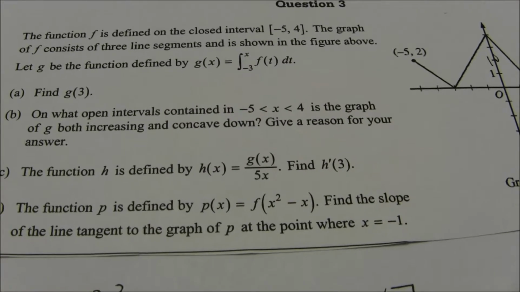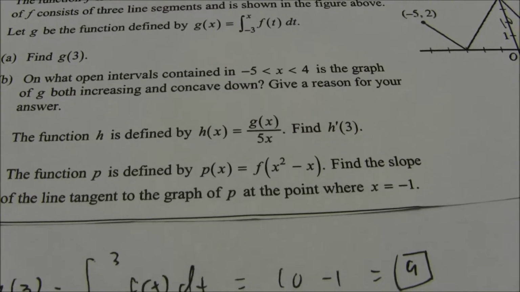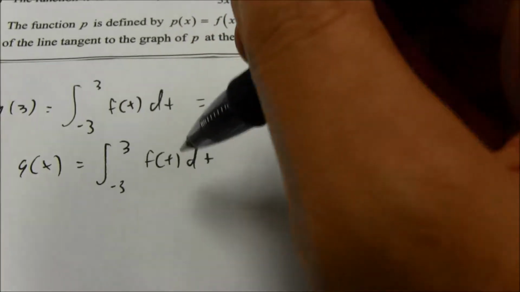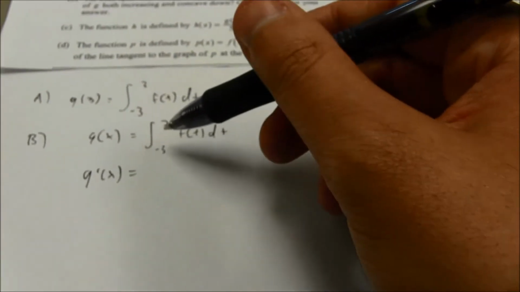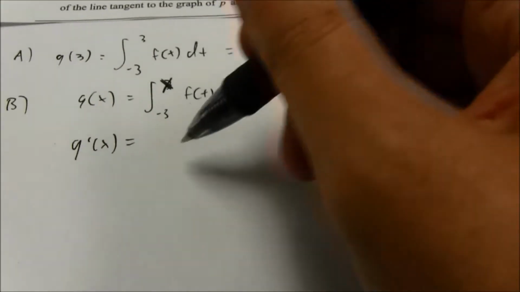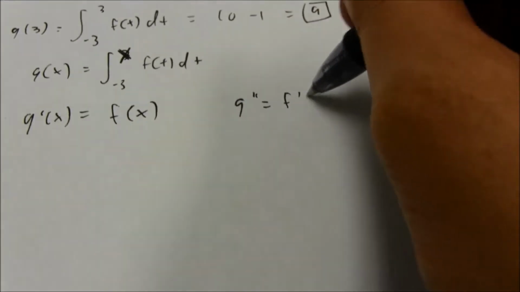All right, part B. Part B says, on what intervals between -4 and 5 is the graph of g both increasing and concave down? So we need g prime to be positive, we need g double prime to be negative. Remember here, if g is equal to the integral from -3 to x of f of t dt, then g prime is just the derivative. Sorry, it's not from -3 to 3, it's from -3 to x. So the derivative of the integral is just going to be the function at x, whatever this functional value is here. The second derivative is just going to be the derivative of f.